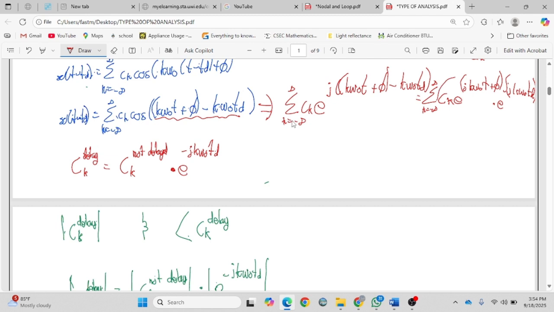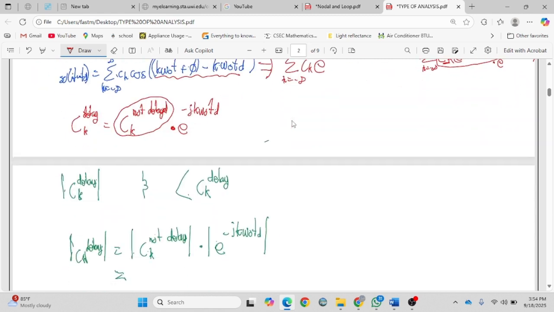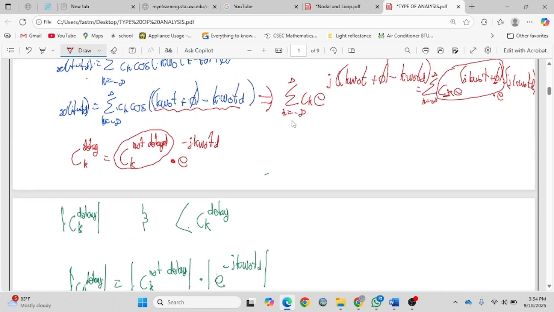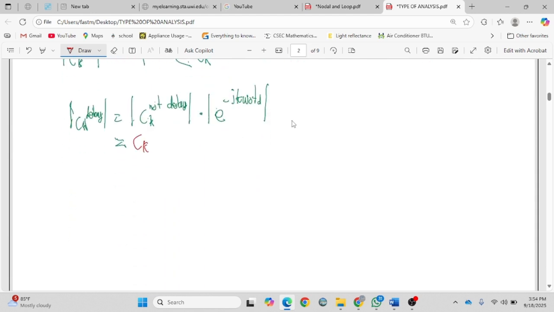Yeah, so this here is what ck is, because you need the magnitude and also you need the phase. So we have to put the ck there, because this has the ck in it. All we did was split the exponentials up. Right, so that is what ck not delayed is, which is this here. It's so nice. This here is ck, obviously, because from the form, this is the magnitude of it, and the magnitude of this is 1. So we end up with ck.